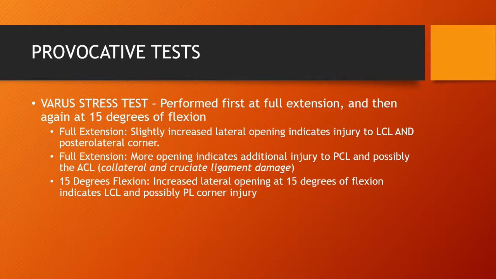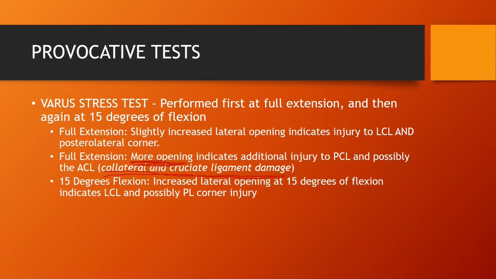Now, if the lateral opening advances from slight to moderate, or in general more opening, that also is going to suggest injury to additional structures such as the posterior cruciate ligament and/or the anterior cruciate ligament, as one or more of those ligaments fail to allow more lateral opening of the knee. So this would be an example of a combined ligament injury involving the collateral and the cruciate ligament.